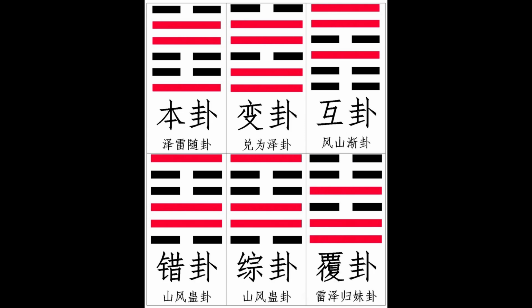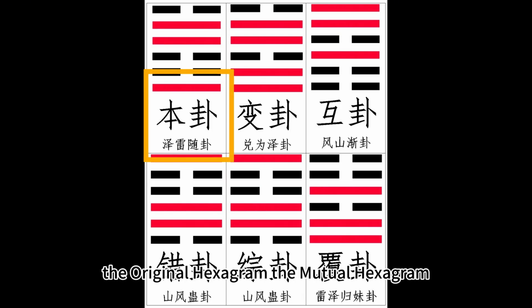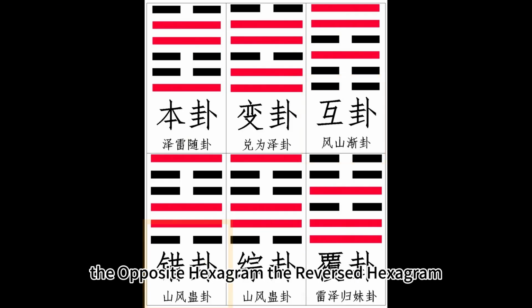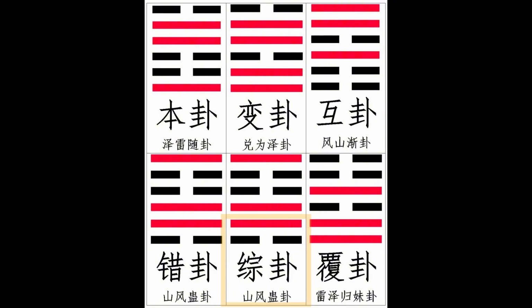Today, in just 5 minutes, I'll introduce the 6 types of hexagrams in Mei Hua Yi Shu, also known as plum blossom divination. They are the original hexagram, the mutual hexagram, the transformed hexagram, the opposite hexagram, the reversed hexagram, and the inverted hexagram. And at the end, we'll connect everything through one practical example.